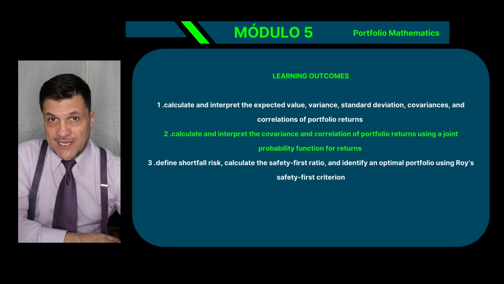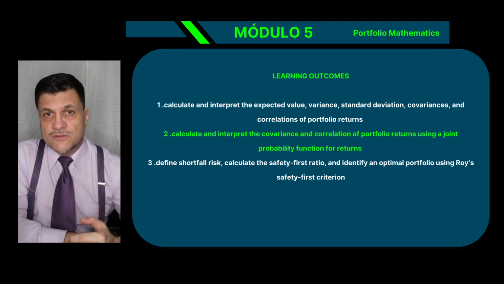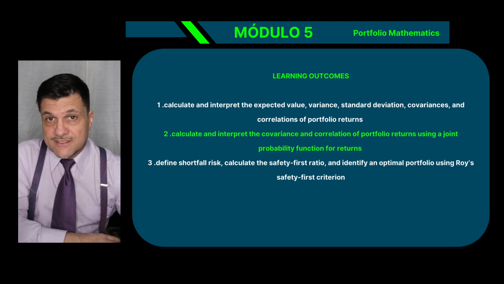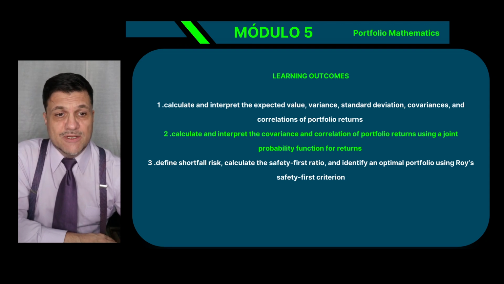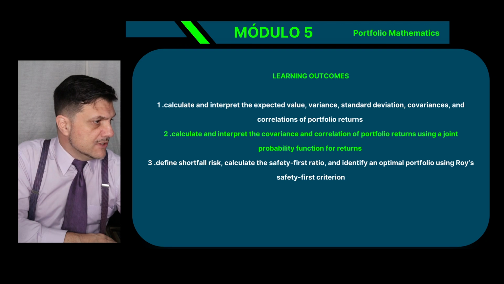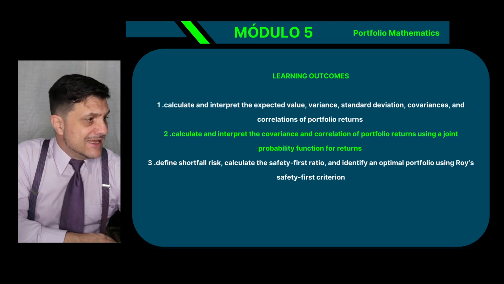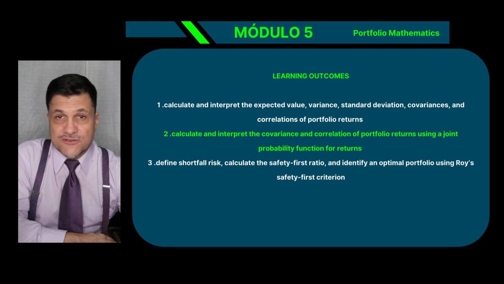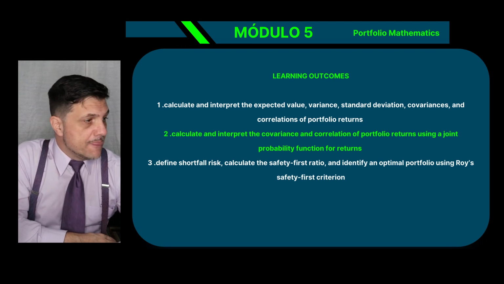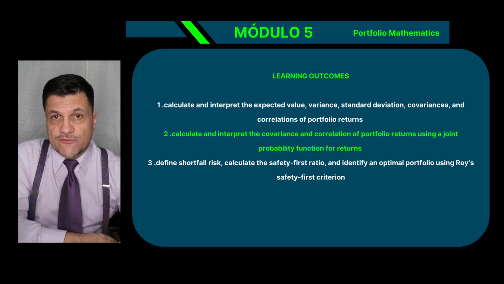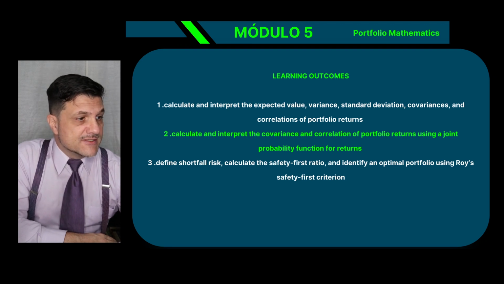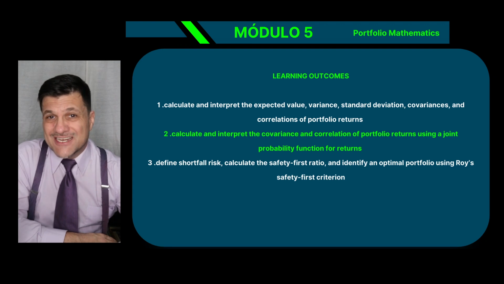In the ecosystem, you're going to have scenarios that show how to compute covariance and correlations. But I believe what's more important here is the conceptual component of covariance and correlation. Although learning outcomes 1 and 2 say calculate, they also say interpret. And the last one is shortfall risk, the safety first criteria.